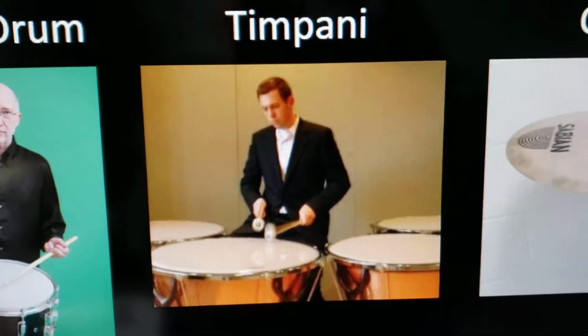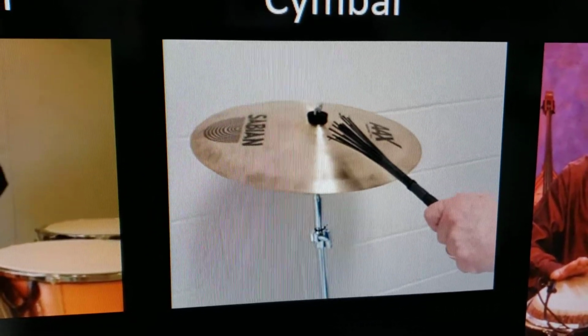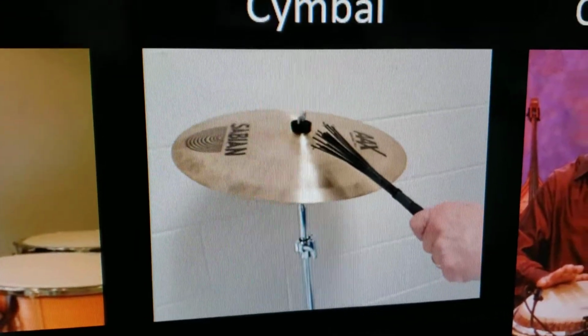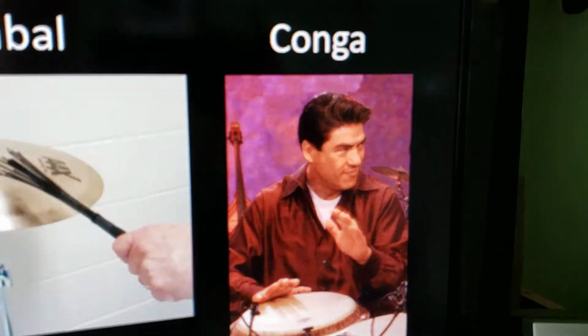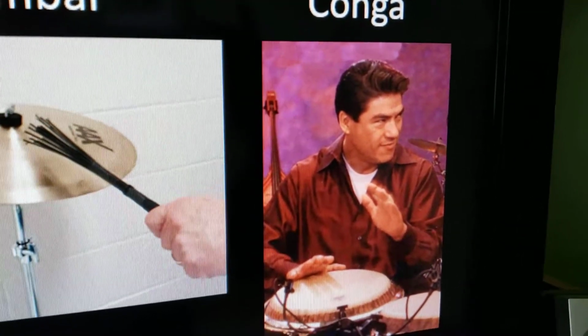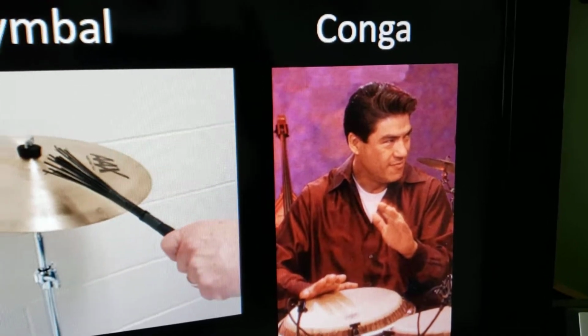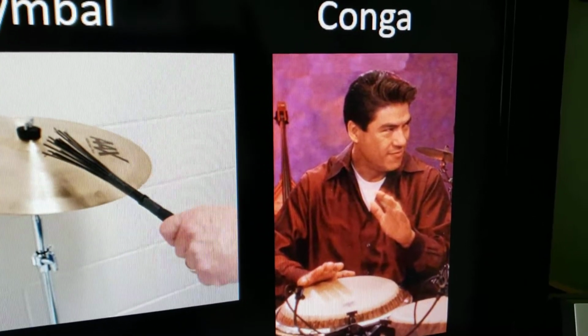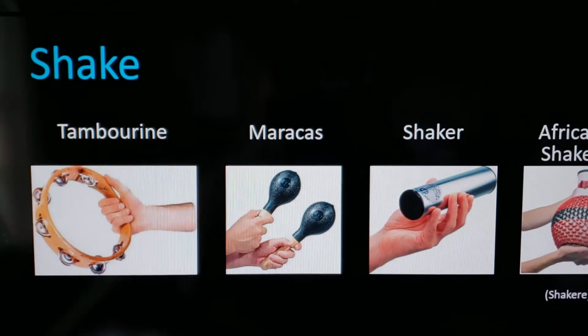padding on the end. Then there's a cymbal, which is being played by a brush, but you can also play it with mallets or sticks. And then there's the conga, and you can see that the conga is played with the player's hands. Now, these are not the only kinds of instruments that you strike. There are a lot of others, but these are the main ones. All right, let's go to the next one.